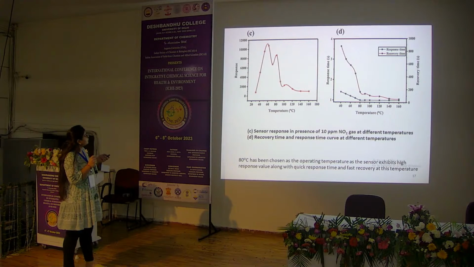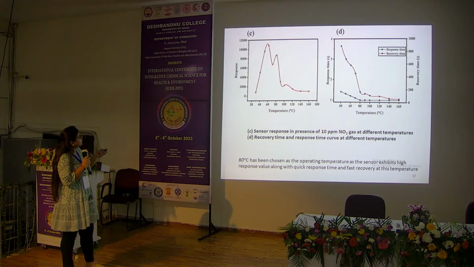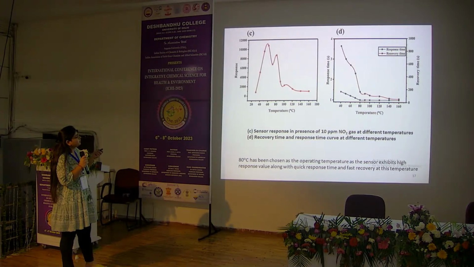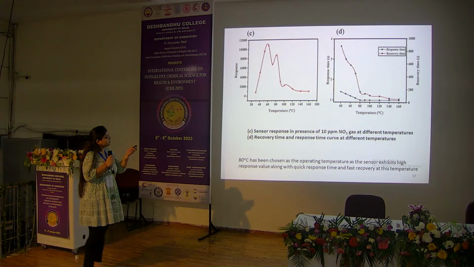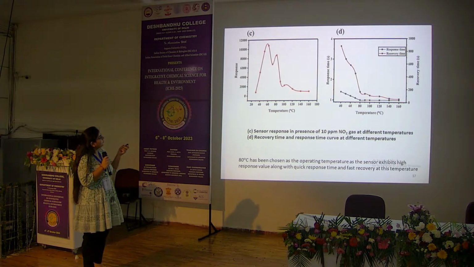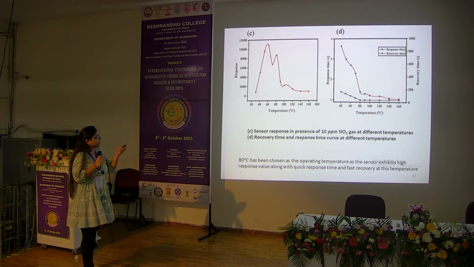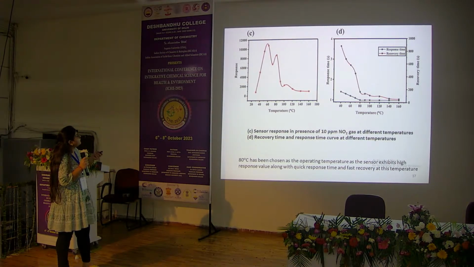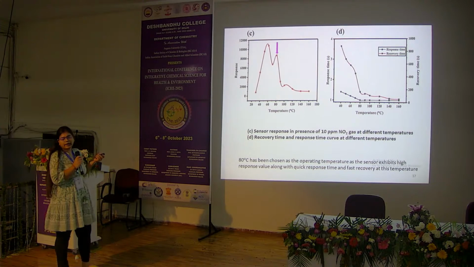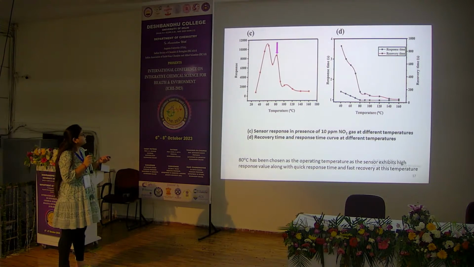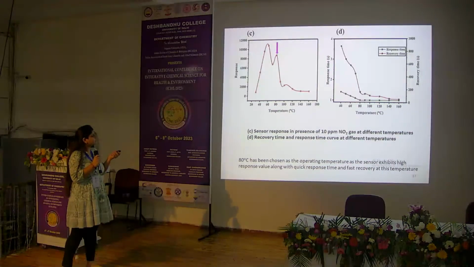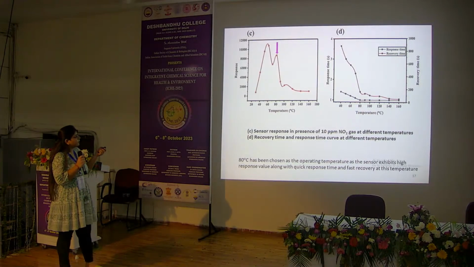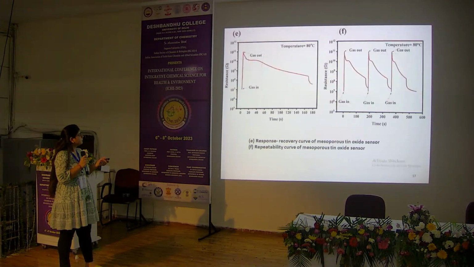This is the sensor response curve C. From curve C, we can see that we have the maximum response at 60 Celsius temperature. But if we see the response and recovery time curve, the recovery at 60 Celsius is at a relatively very high time as compared to 80. So we have chosen 80 as our optimum temperature, keeping in mind quick response time, quick recovery time and the high response.